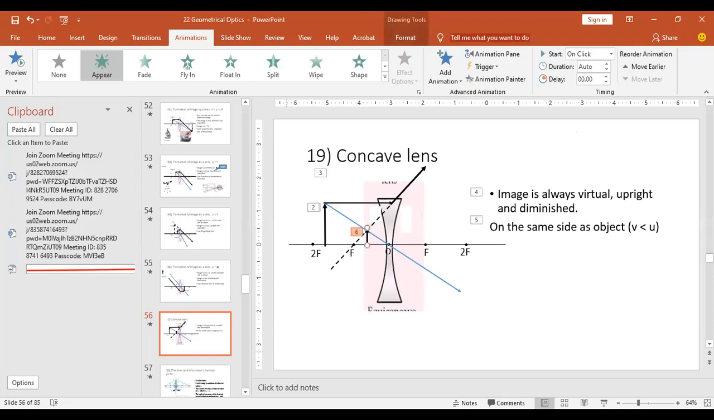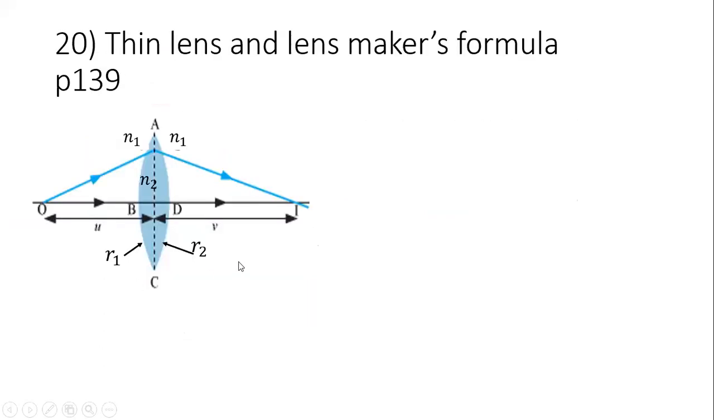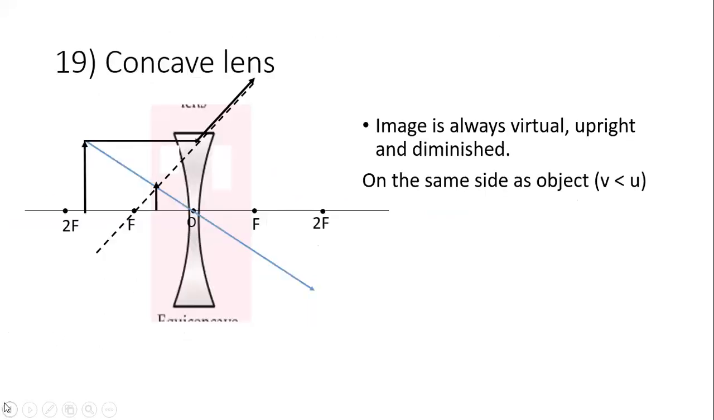That's your image, where the two rays cross. Where the two rays cross there. Blue one and the black one. And there's your image. Right? Nothing much about that. For concave lens, very simple. Any comment or anything to ask?